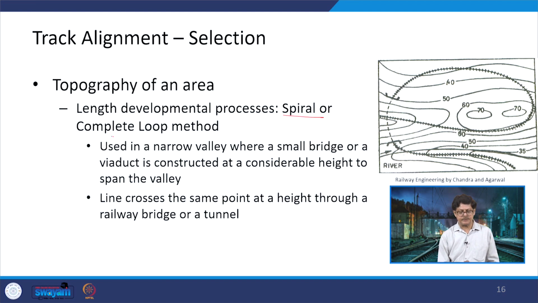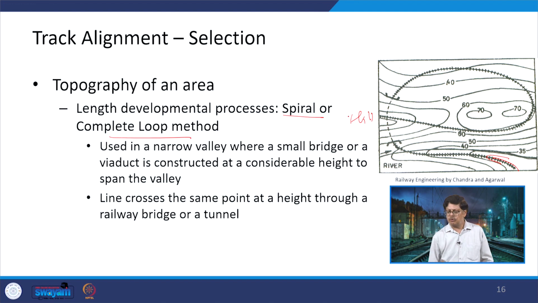The third one is a spiral or a complete loop method. In the case of the spiral or complete loop method, this is done when you find that a lot of difference in the elevation is going to be there and there is no other way, and if one wants to go straight, then this is not at all possible. Even if you have to provide 2-3 locomotives, it is going to be difficult to control the movement. So, in this case, as you can see, we are coming say from this side, and then here this is a hill.